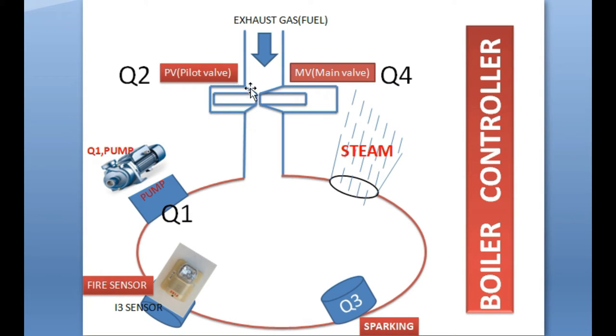There's a pilot bulb head and a main bulb head in here. This is Q1, the pump, for the water in. And this is the fire sensor, I3. When I3 senses, this is the sensor in here, because when Q3 is on, that means sparking is on. At that time the fire sensor goes to Q2. Q2 is off and Q4 will run, the main bulb will run.